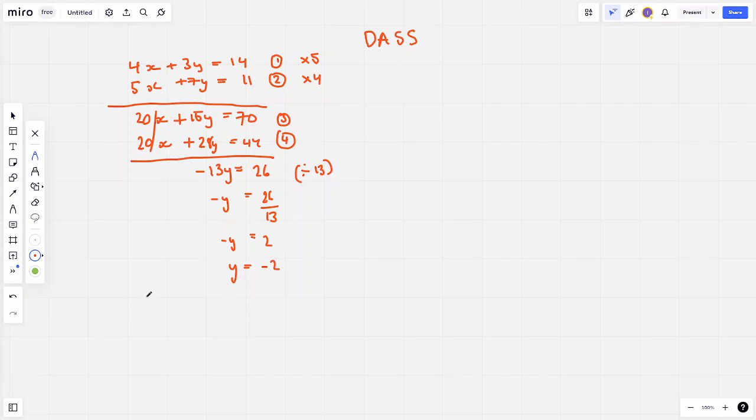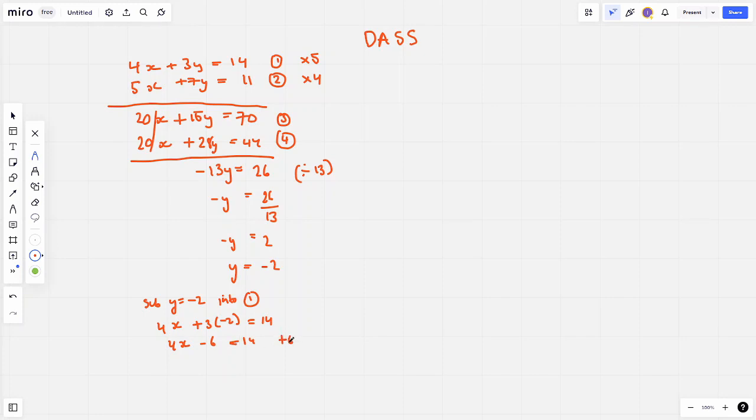What we can do is then substitute y equals minus 2 into any of the 4 equations as you like. But let's go for a smaller magnitude and sub y equals minus 2 into any equation. Let's just do equation 1. So we've got 4x plus 3 times negative 2 equals 14. Expand that out, that's minus 6, a plus and a negative has to be a minus, so minus 6 equals 14.